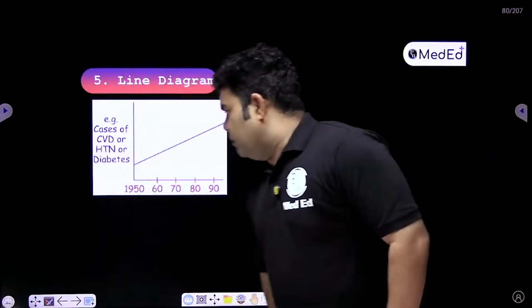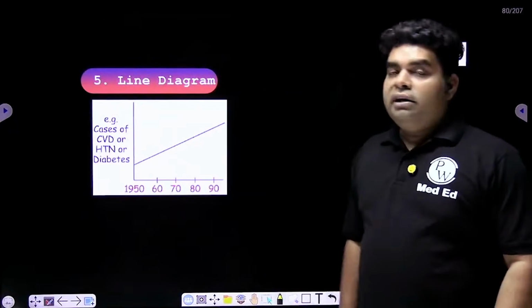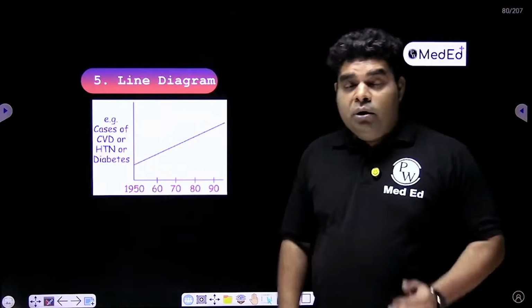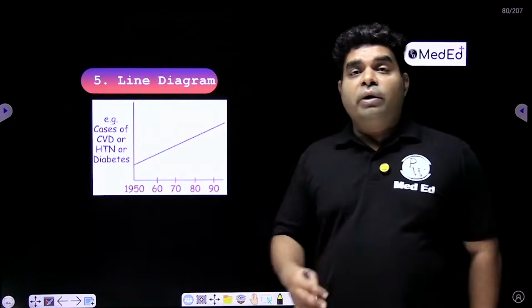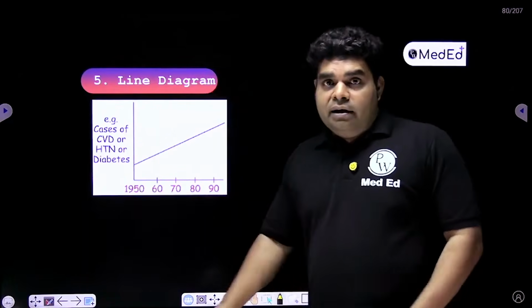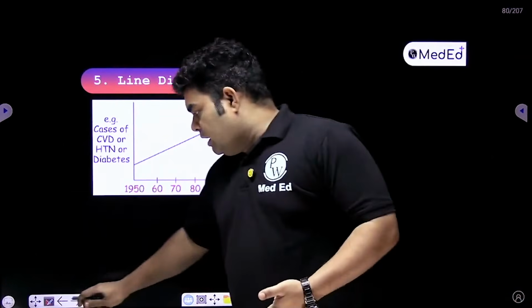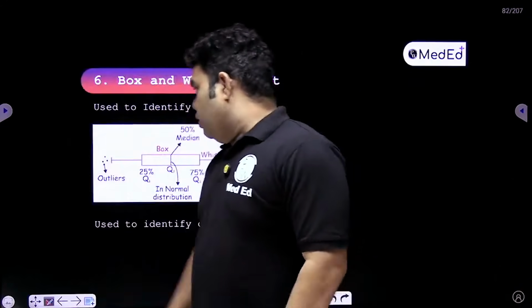Let me show you the diagram. See, the cases of cardiovascular disease, hypertension and diabetes are increasing in the world from 1950 till now. So they are constantly increasing. That's why it is following a secular trend. And line diagram represents trend of event. So this secular trend has been asked again and again, and remember, line diagram represents trend of event.